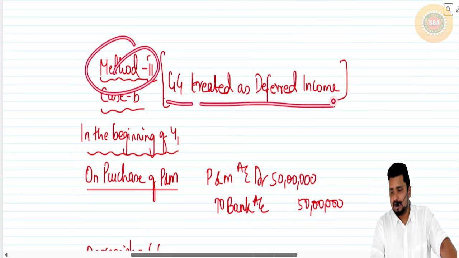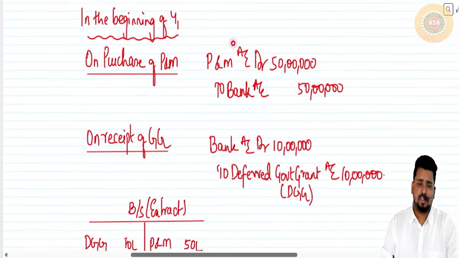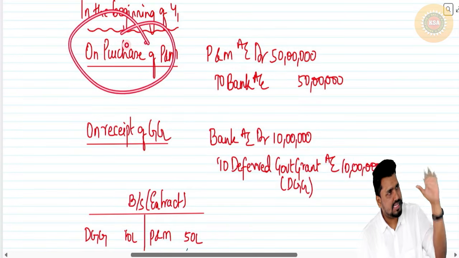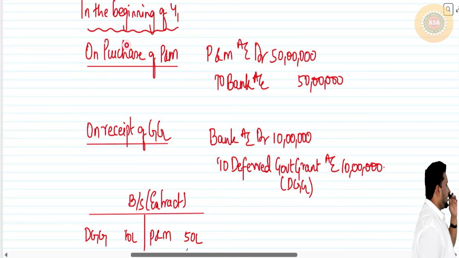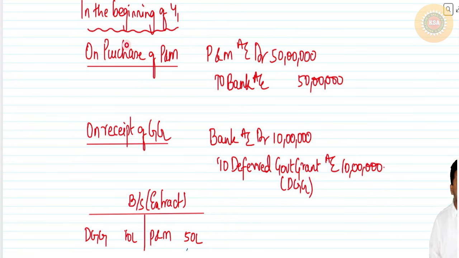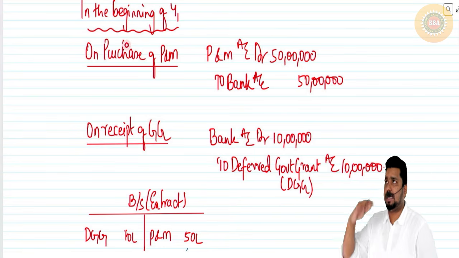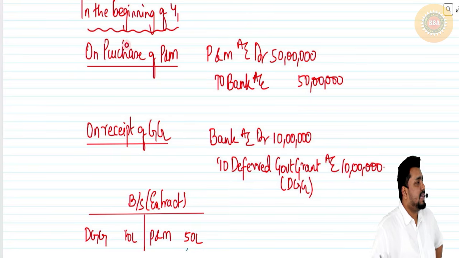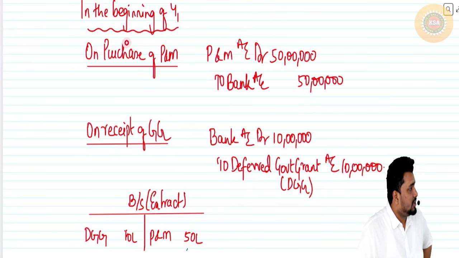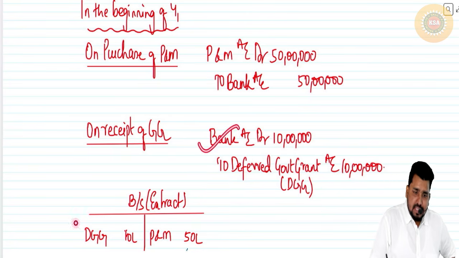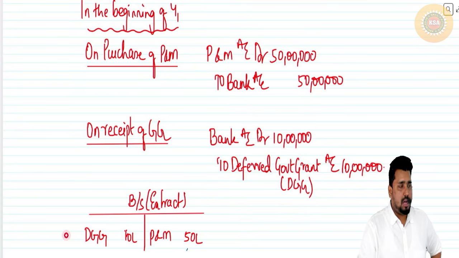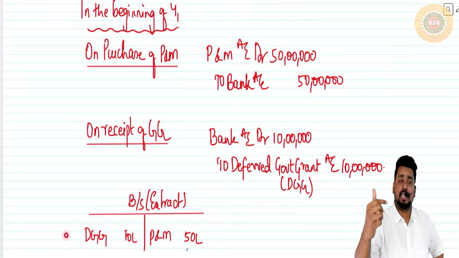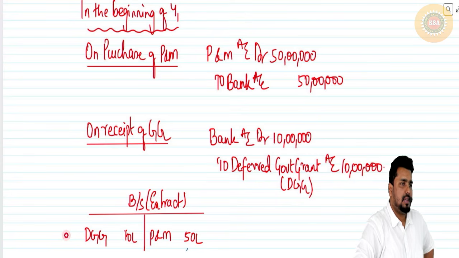Government grant is treated as income. Then what we have to do, sir, on purchase of plant and machinery, what is the first entry always? Plant and machinery account debit. Next, on receipt of government grant, bank balance will increase. When bank balance increases, we debit. Credit depends upon which method we are adopting. If it is the first method, where we adjust with the cost of the asset, credit would have been plant and machinery.